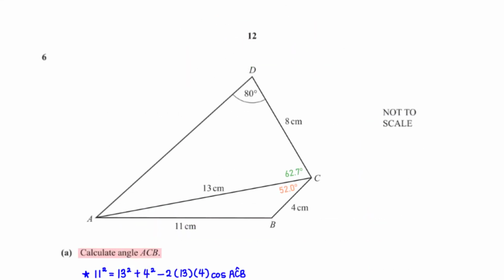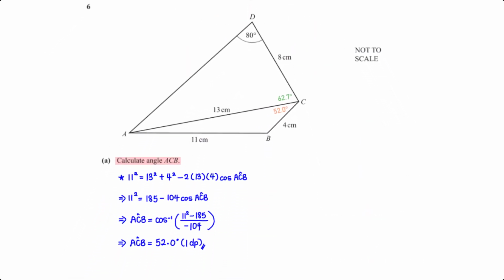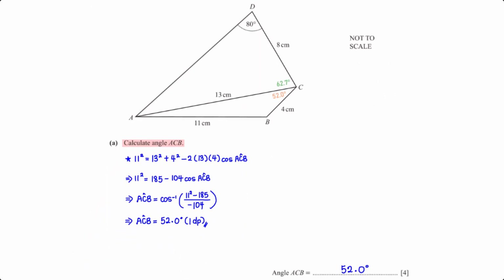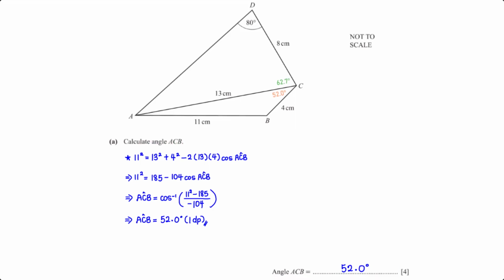Calculate angle ACB. To get angle ACB, we apply the cosine rule to triangle ABC, and this is what we get. 13 squared plus 4 squared is 185. 2 times 13 times 4 is 104. When we make angle ACB the subject, this is what we have. When we type this into the calculator, we get 52.0 degrees rounded to 1 decimal place.